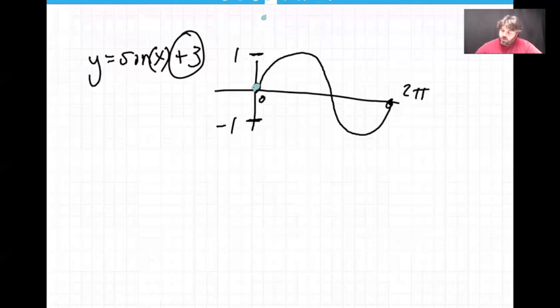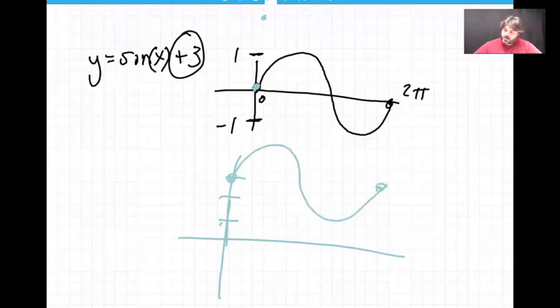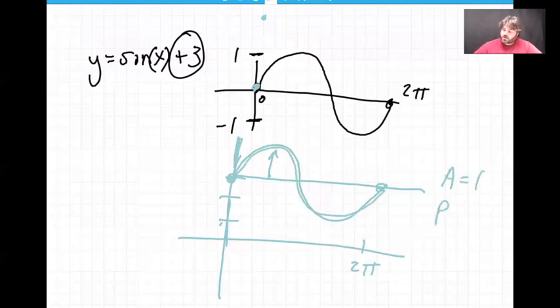And I'm going to run out of room here. Maybe I'll just graph it down here. So 1, 2, 3. It starts at 3 now. It still goes up 1 and down 1 like this. It still takes 2 pi to go through a full cycle. But what has changed now? What's the amplitude? The amplitude is still 1. Okay, the period is still 2 pi. What's different now is the max and the min.